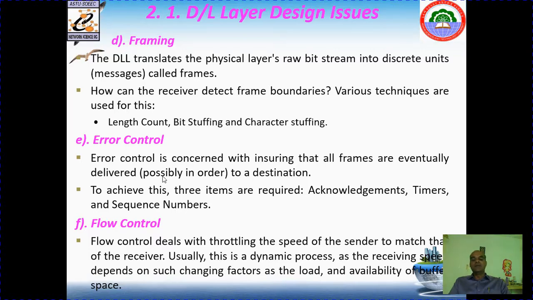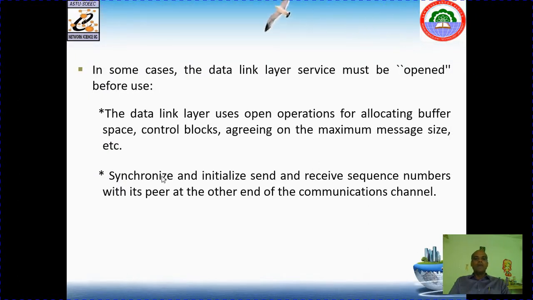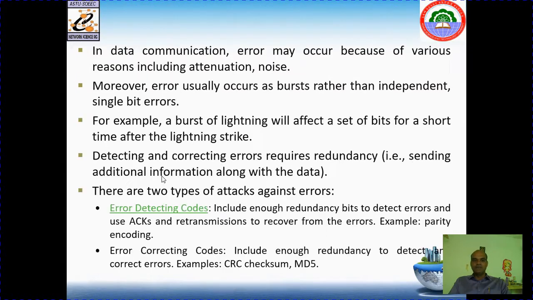This is a dynamic process, as the receiving speed depends on changing factors such as the load and availability of buffer space. In some cases, the data link layer service must be opened before use. So the data link layer uses open operations for allocating the buffer space, control blocks, and agreeing on the maximum message size. It synchronizes, initializes, and sends and receives sequence numbers with its speeds at the other end of the communication channel.